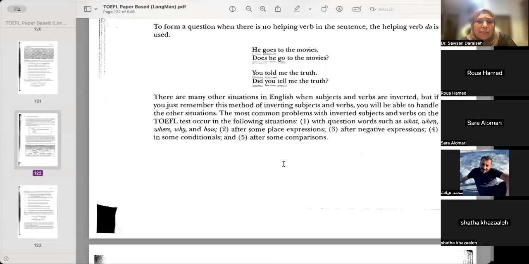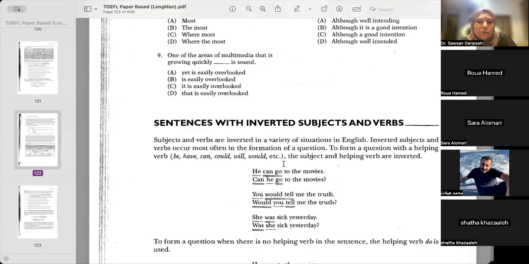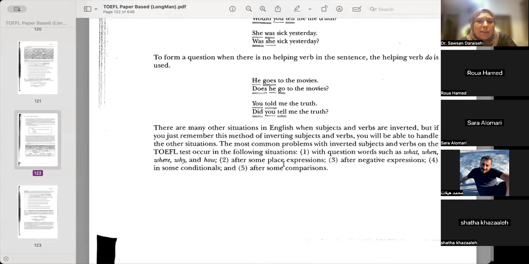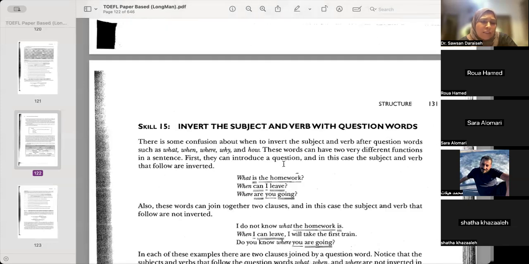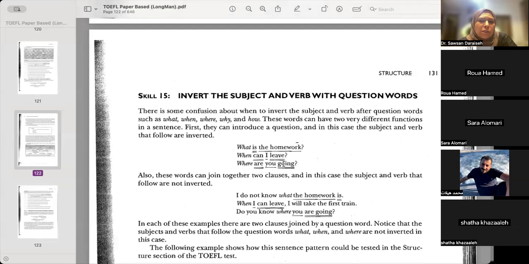Which is a written expression skill. It's called sentences with inverted subjects and verbs. We're going to skip this section because it summarizes several skills, like 15, 16, 17. So no need for that. Let's just go directly to skill 15 right after, the skill that we're going to be working on today.